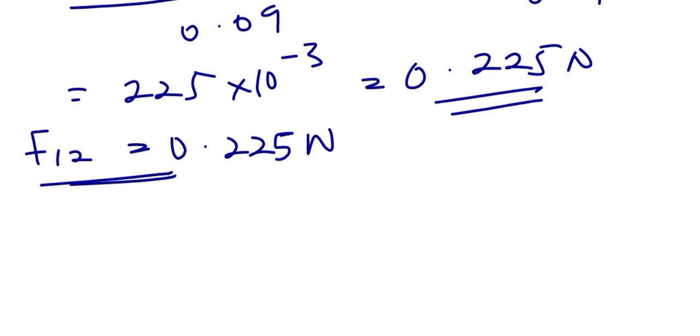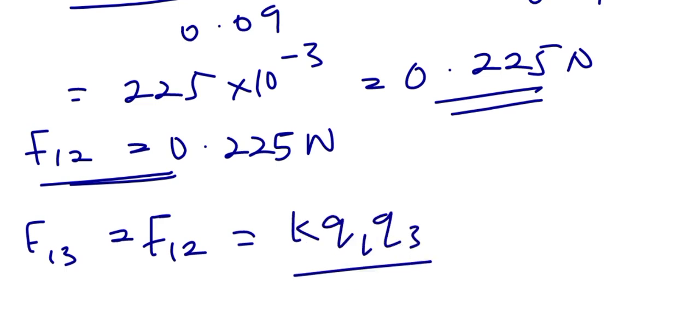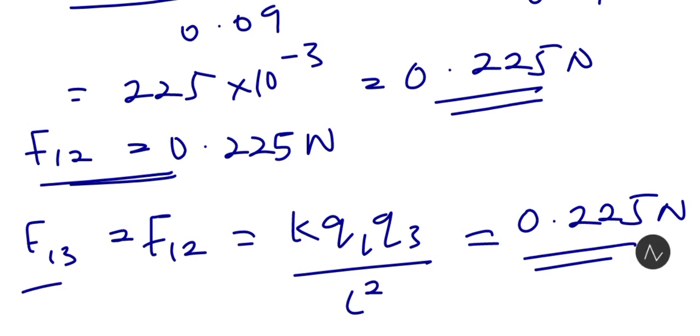F13 is equal to F12, because in this case we have Q1 and Q3 divided by L squared. Since Q1, Q2, and Q3 are all equal, definitely, if we substitute, we end up having the same value. So at the end of the day, we got the value for F12 and F13.